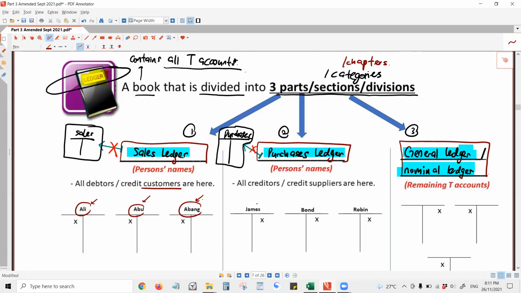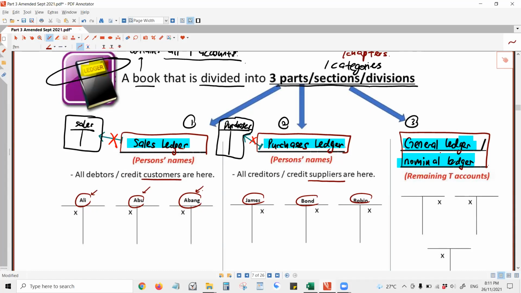In purchases ledger, you see all the suppliers' accounts here. You have James account, Bond account, Robin account. So all these people are our suppliers, and we owe money to them. So sales ledger contains all the customers' accounts. Purchase ledger contains all the suppliers' accounts. And the last section of the ledger book contains all remaining T accounts.